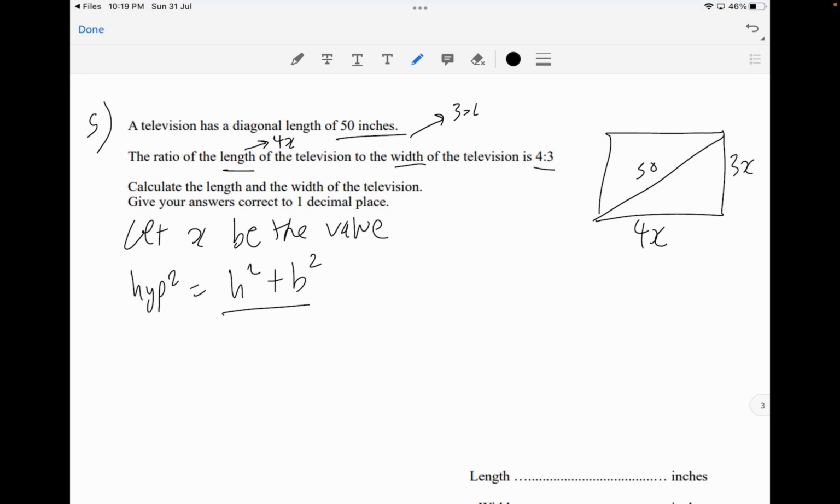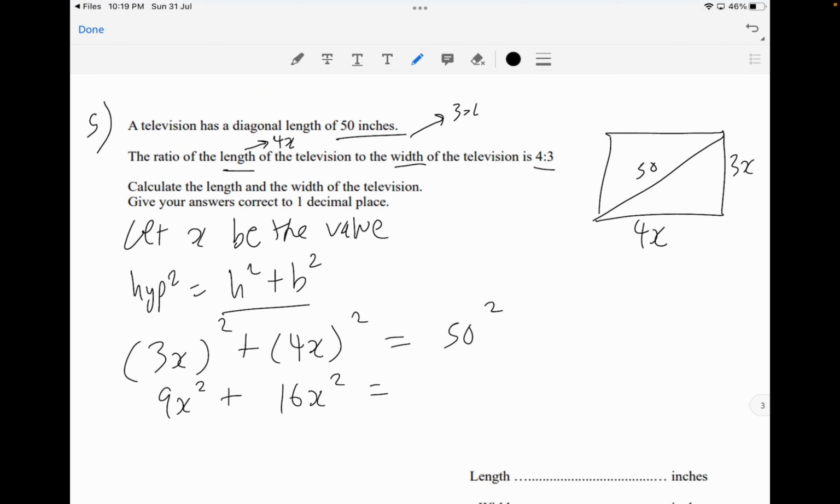So you're going to write this first. The height in this case is, let's say, 3x, which is going to be squared, plus the base, which is 4x, which is going to be squared, is equivalent to the hypotenuse, which is squared again. Once you do that, you will be getting a value of about 9x squared plus 16x squared is equal to 2,500. Once you add these together, 9 plus 16 gives 25x squared is equal to 2,500.